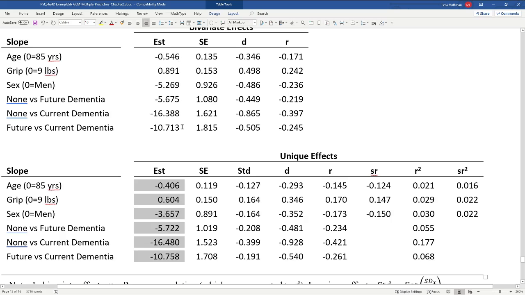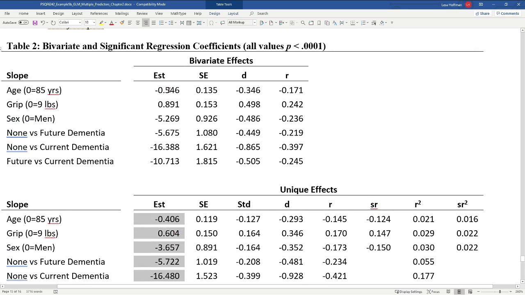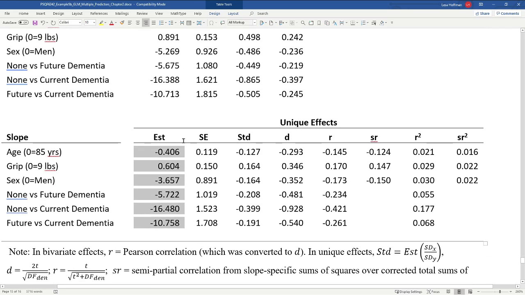So whenever predictors are related to each other, the effects that they have uniquely when they are combined in the same model are going to differ than the effects that they have bivariately when they are each in their own separate model. I also have provided all the possible ways that one could talk about effect size here in one table.